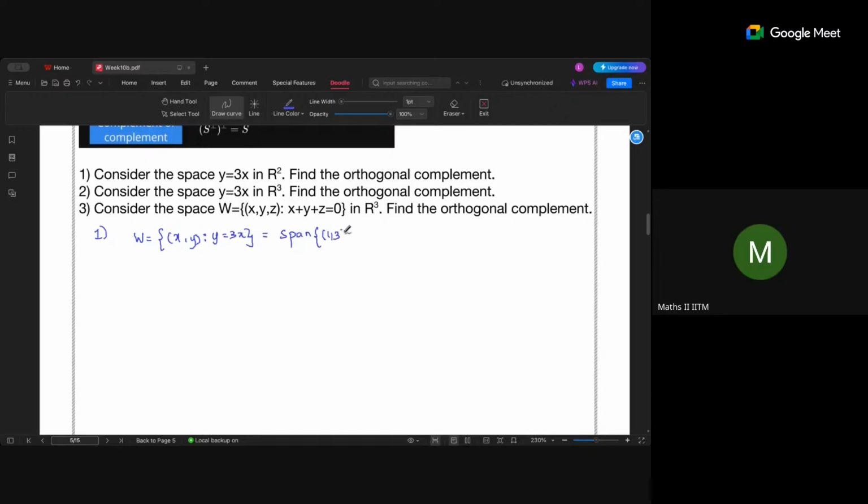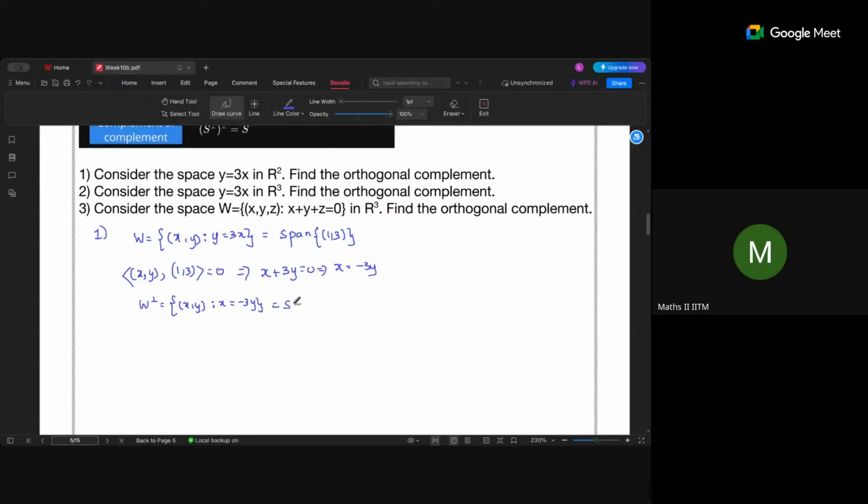(1, 3). Now how do you find the orthogonal complement? You take any vector (x, y) and take the inner product with (1, 3), and equate it to 0. So you get x plus 3y equal to 0. So you have x is equal to minus 3y. So what is your W perp? W perp is the set of all (x, y) such that x is equal to minus 3y.